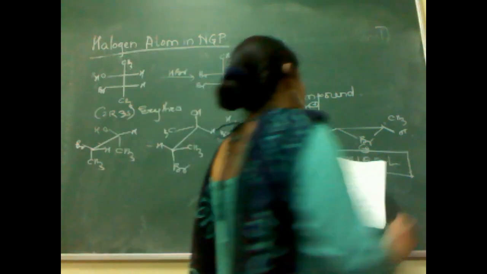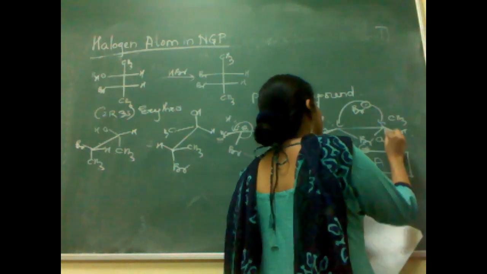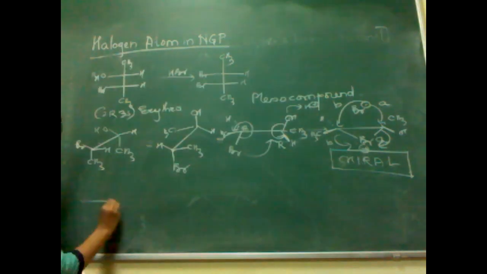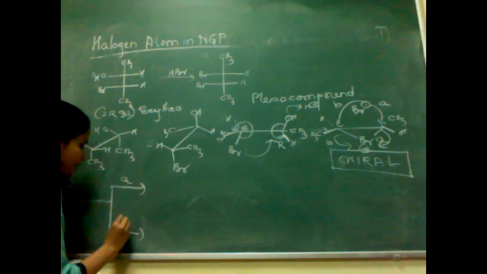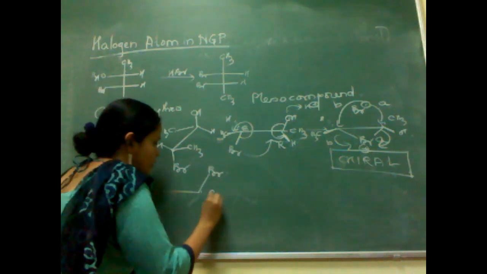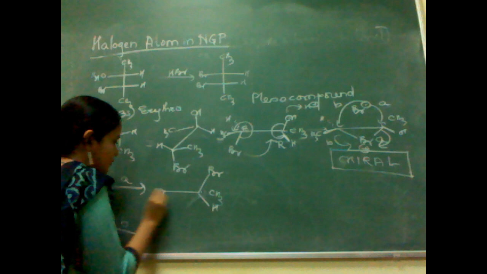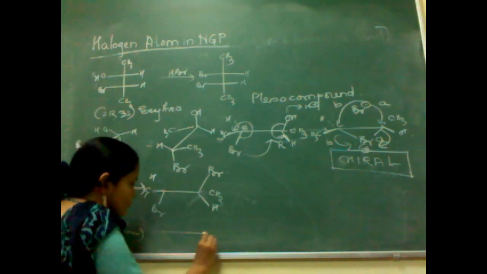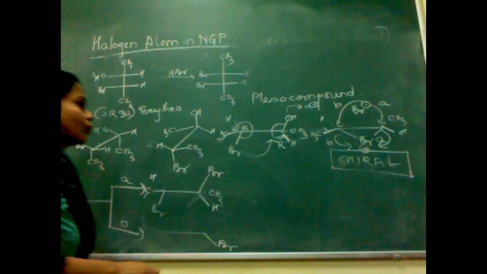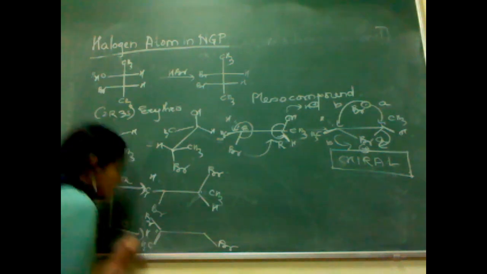Now when you bring about the ring opening with Br minus, this is pathway A and this is pathway B. So pathway A and pathway B. So you have this bromo group, then methyl group, and for pathway B, you have this bromo group over here, then this hydrogen, and this is the methyl group.